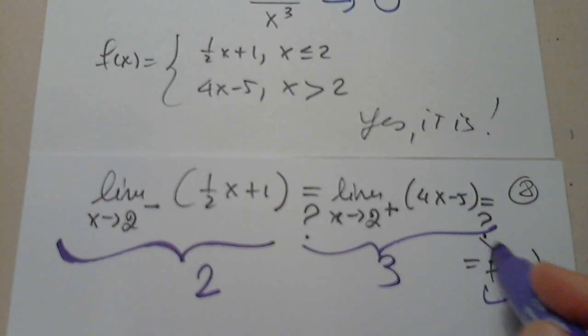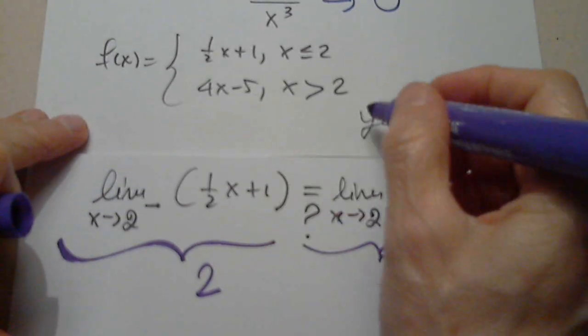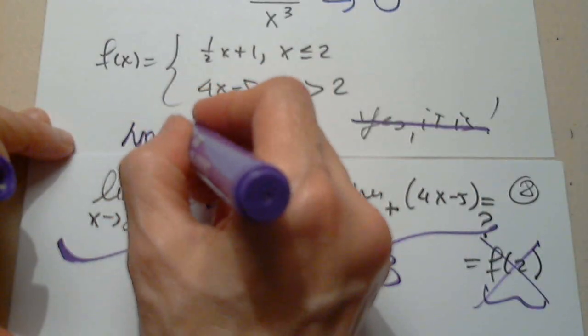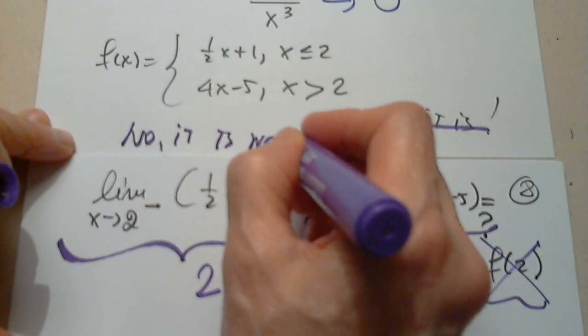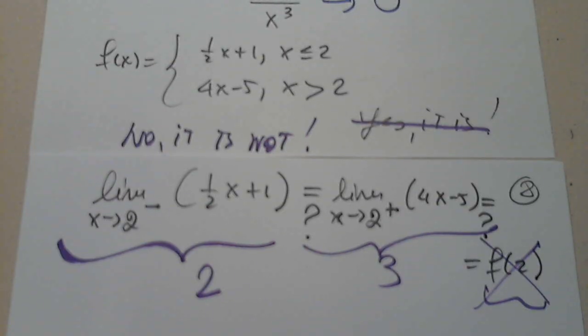Good. So I don't even care what f of 2 is. I'm not going to waste my time. So I'm going to say, no, it is not continuous at x equals 2. This is the definition of continuity at the point, so it's not.